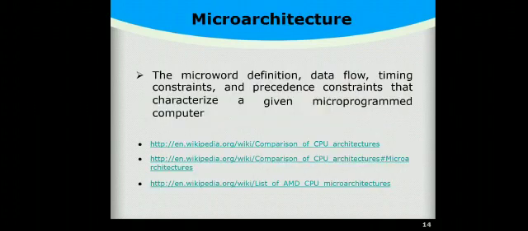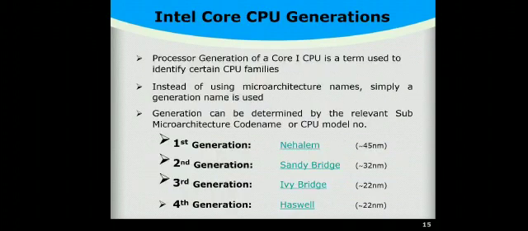Microarchitecture defines the flow, timing constraints and precedence constraints that characterize a given microprogrammed computer. This is the architecture through which our computer will work. In the generations, first, second, third and fourth, only the frequency, meaning the data processing limit, will vary.